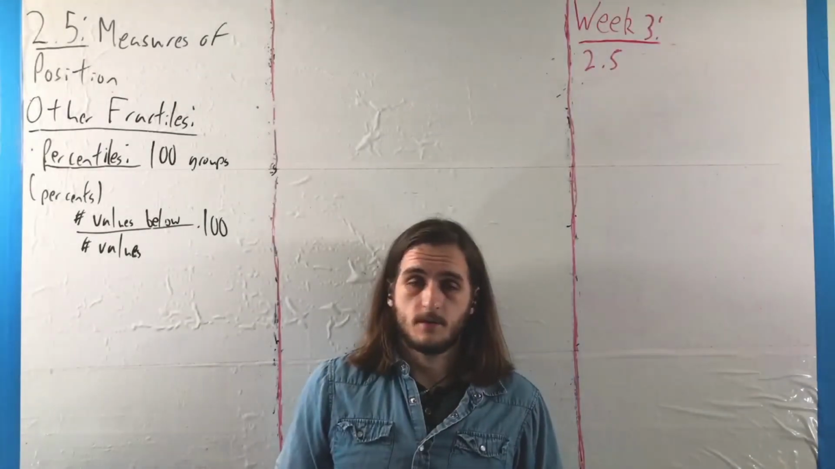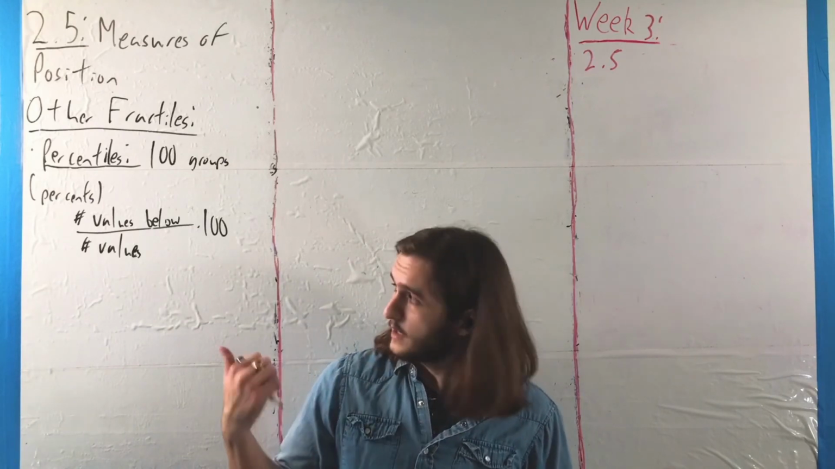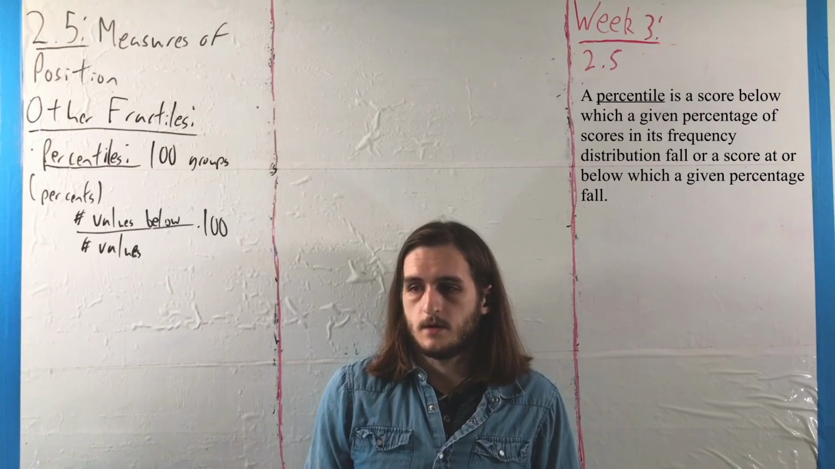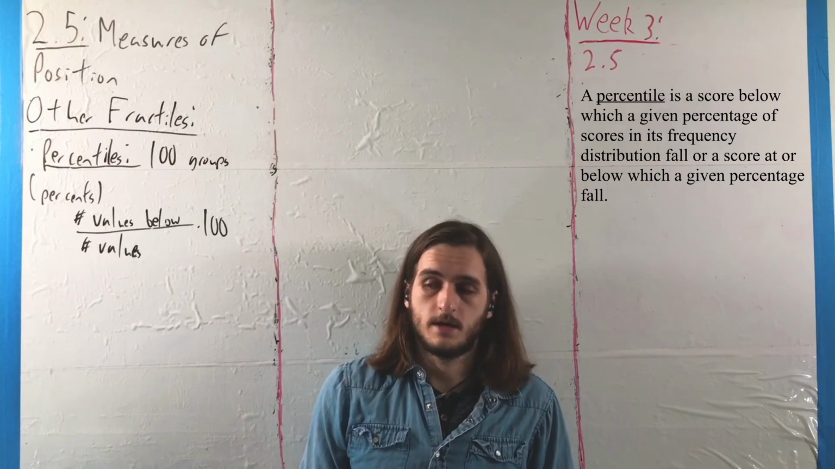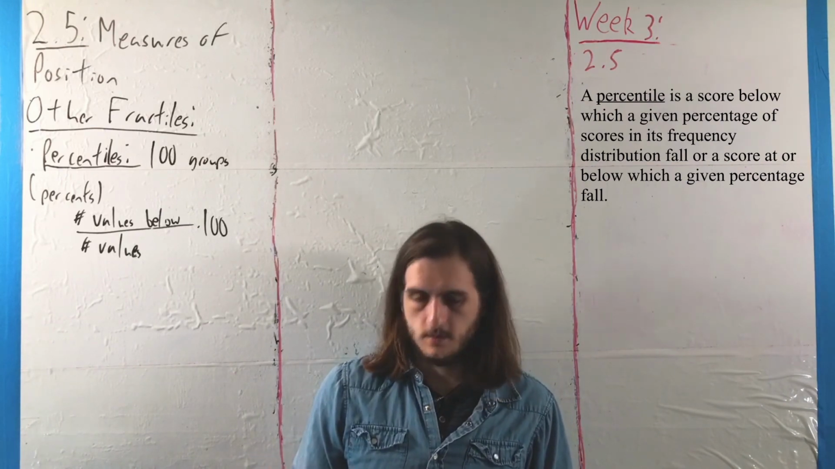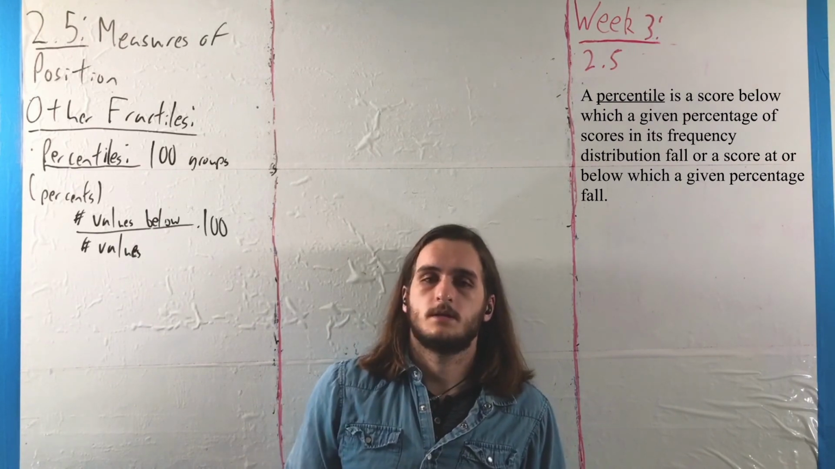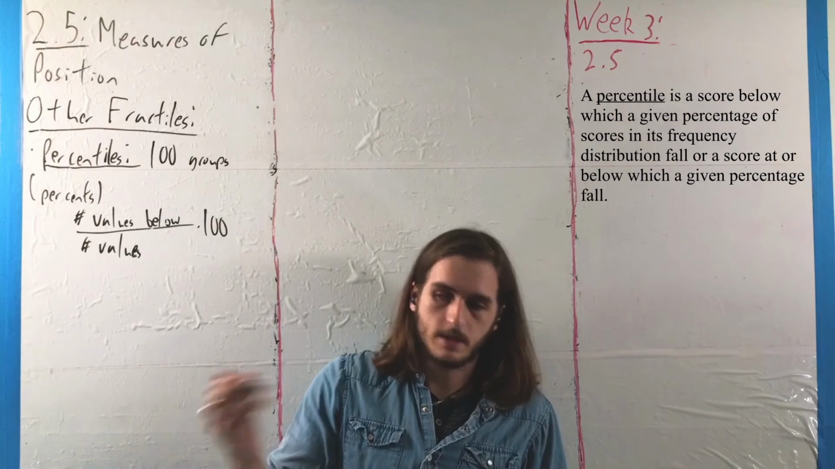So before I move on to talk about z-scores, I do want to touch on one other kind of fractile that's somewhat important, percentiles, where here we're breaking our data set into 100 groups, breaking them off into percents to get a sense of where a data point is in relation to the others.